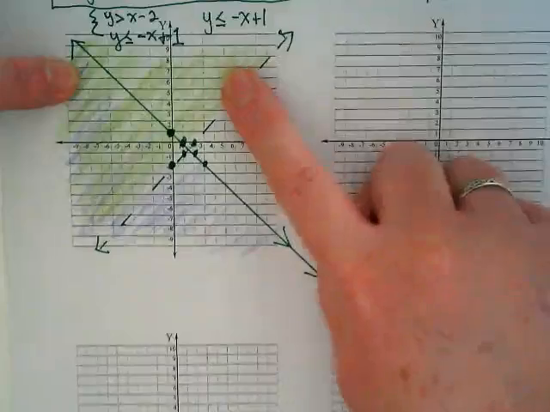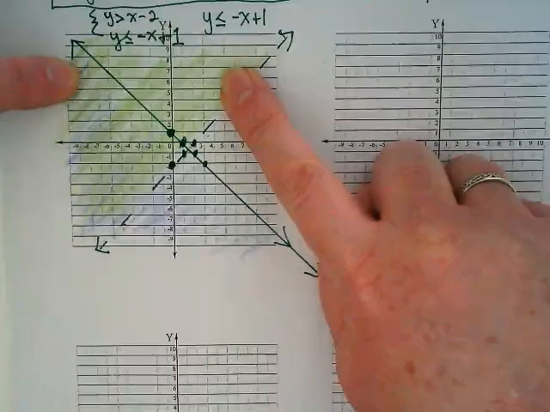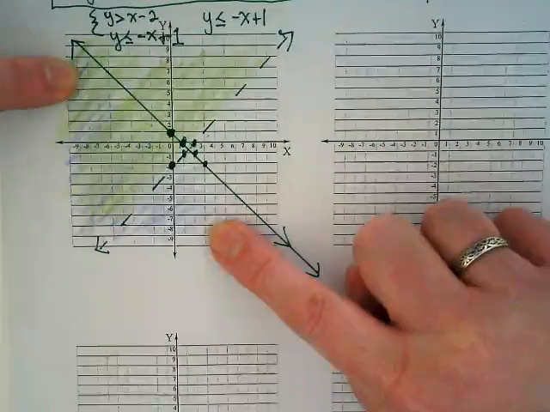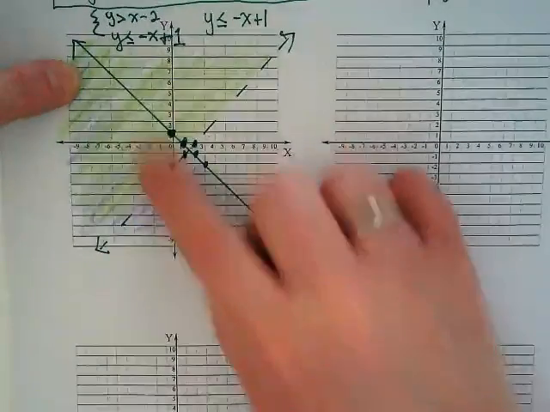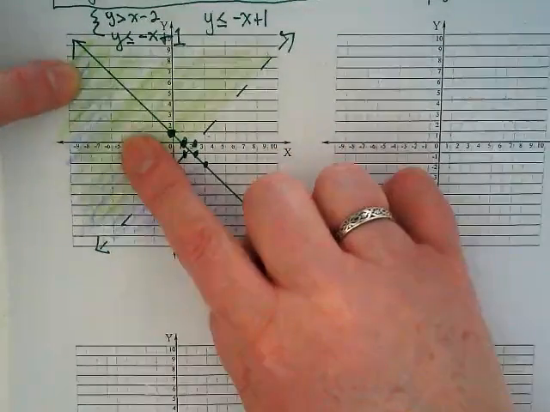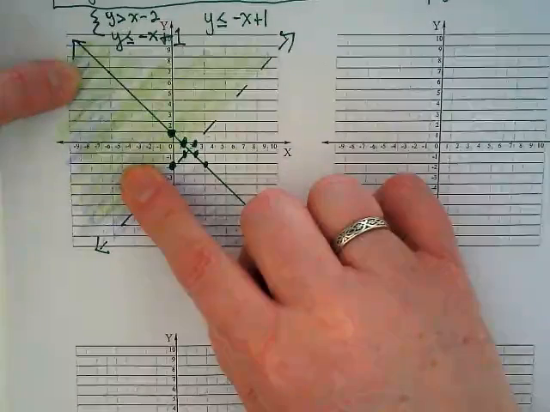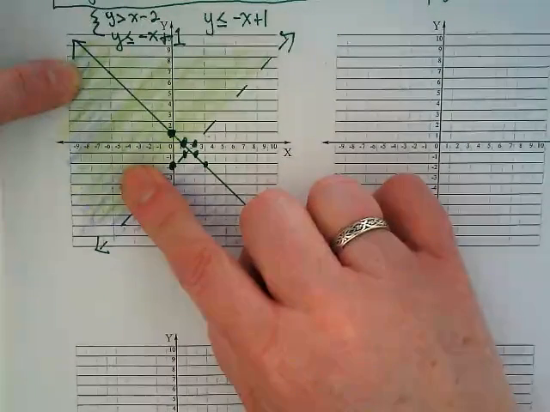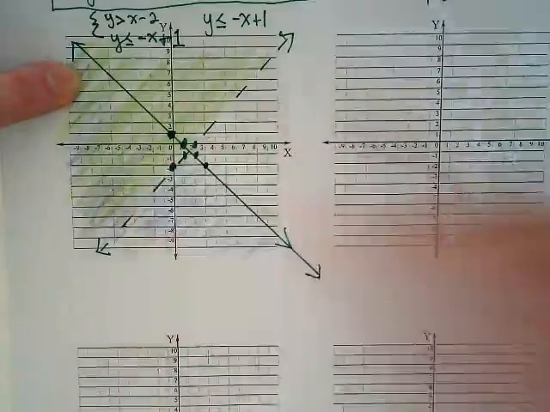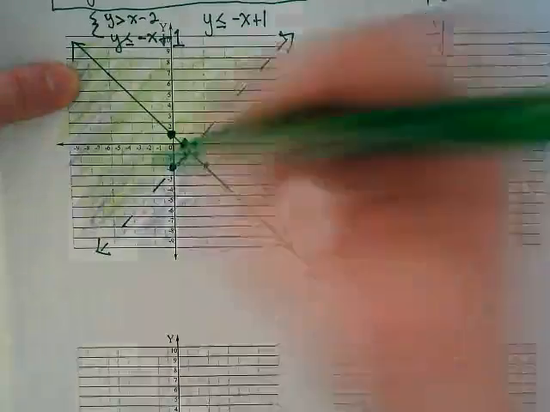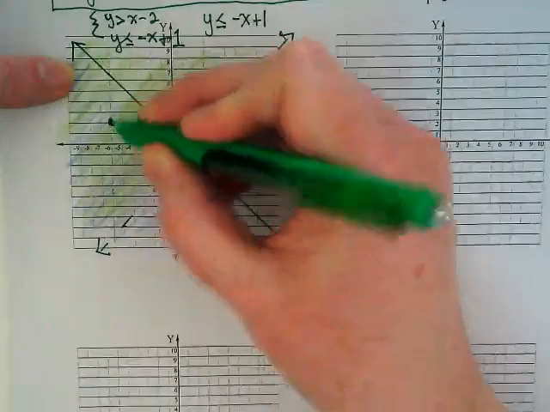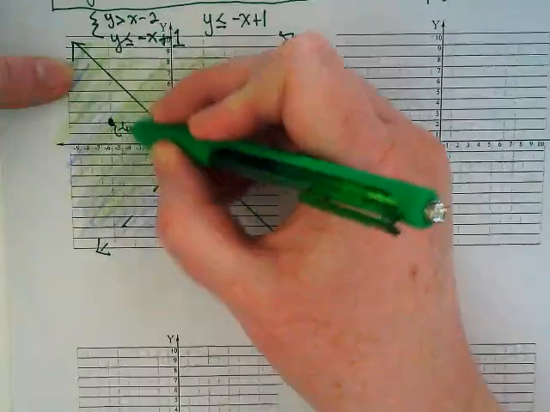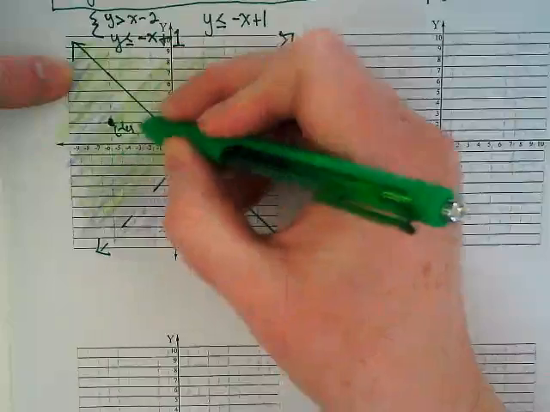So the green section would be true for the first inequality. My purple section would be true for the second inequality, but only this section that's shaded with both colors has ordered pairs that work for both. Does that make sense? Okay. So I'm going to pick an ordered pair. Let's pick negative 6, 2.